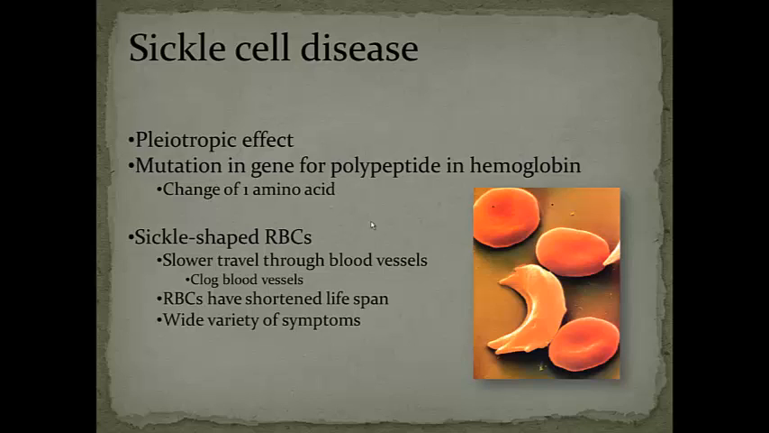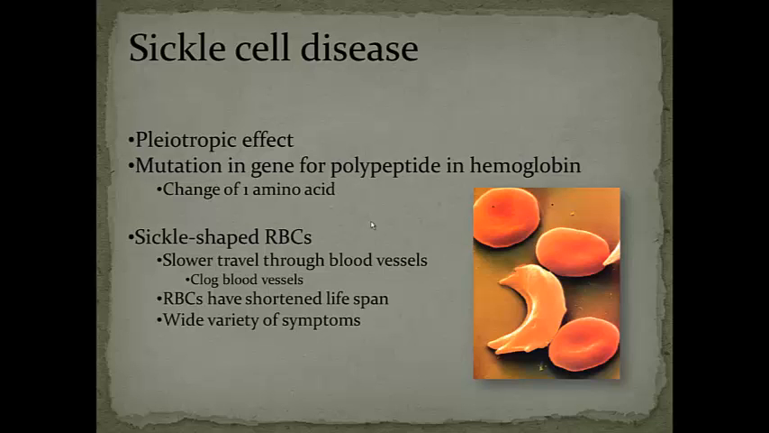Now the sickle-shaped red blood cells, as you can see, are kind of bulky. They travel more slowly through the blood vessels and they actually clog the blood vessels. They also have a shortened lifespan. They don't do such an awesome job of carrying oxygen. And you get all kinds of symptoms like weakness, poor circulation, impaired mental function, pain, high fever, rheumatism, paralysis, spleen damage, low disease resistance, and kidney and heart failure. It's a mess. And this is all due to clogged blood vessels and reduced oxygen carrying capacity.